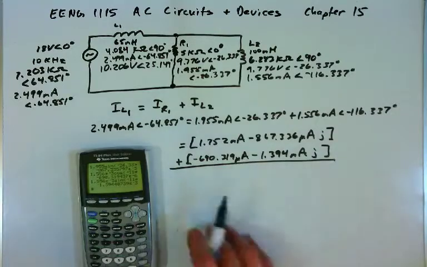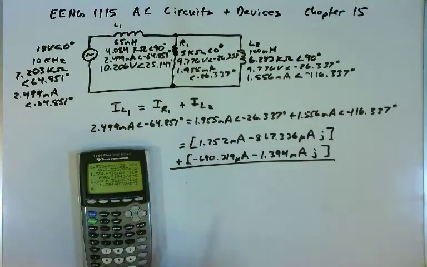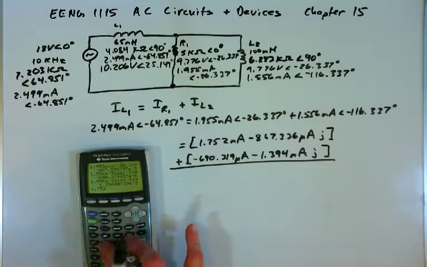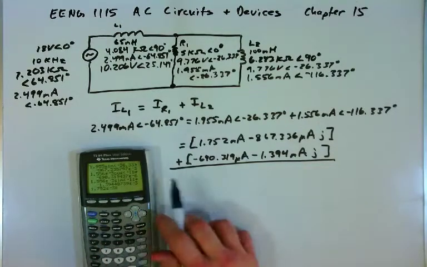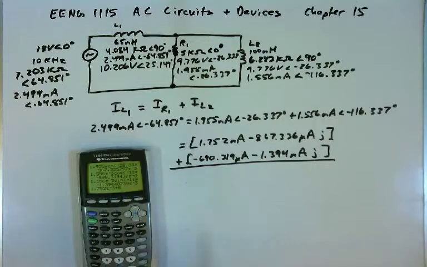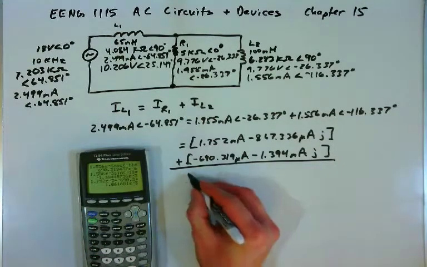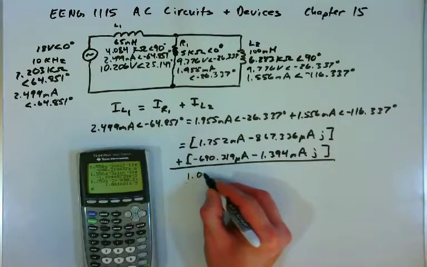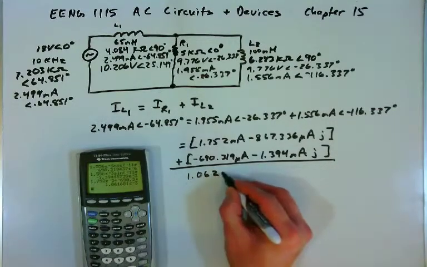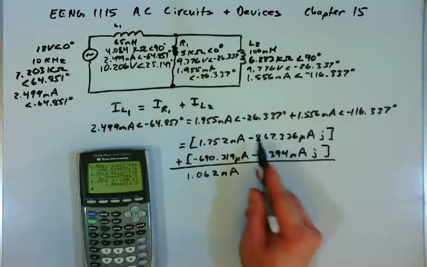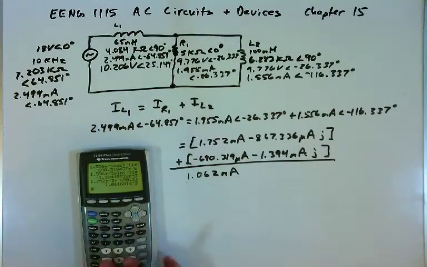So now we can add these two vectors together. We have 1.752 milli, and we'll be adding to that a negative 690.319, and that is micro. So when we add the x components together, we get 1.062 milliamps. And now we'll add these together, the y components.